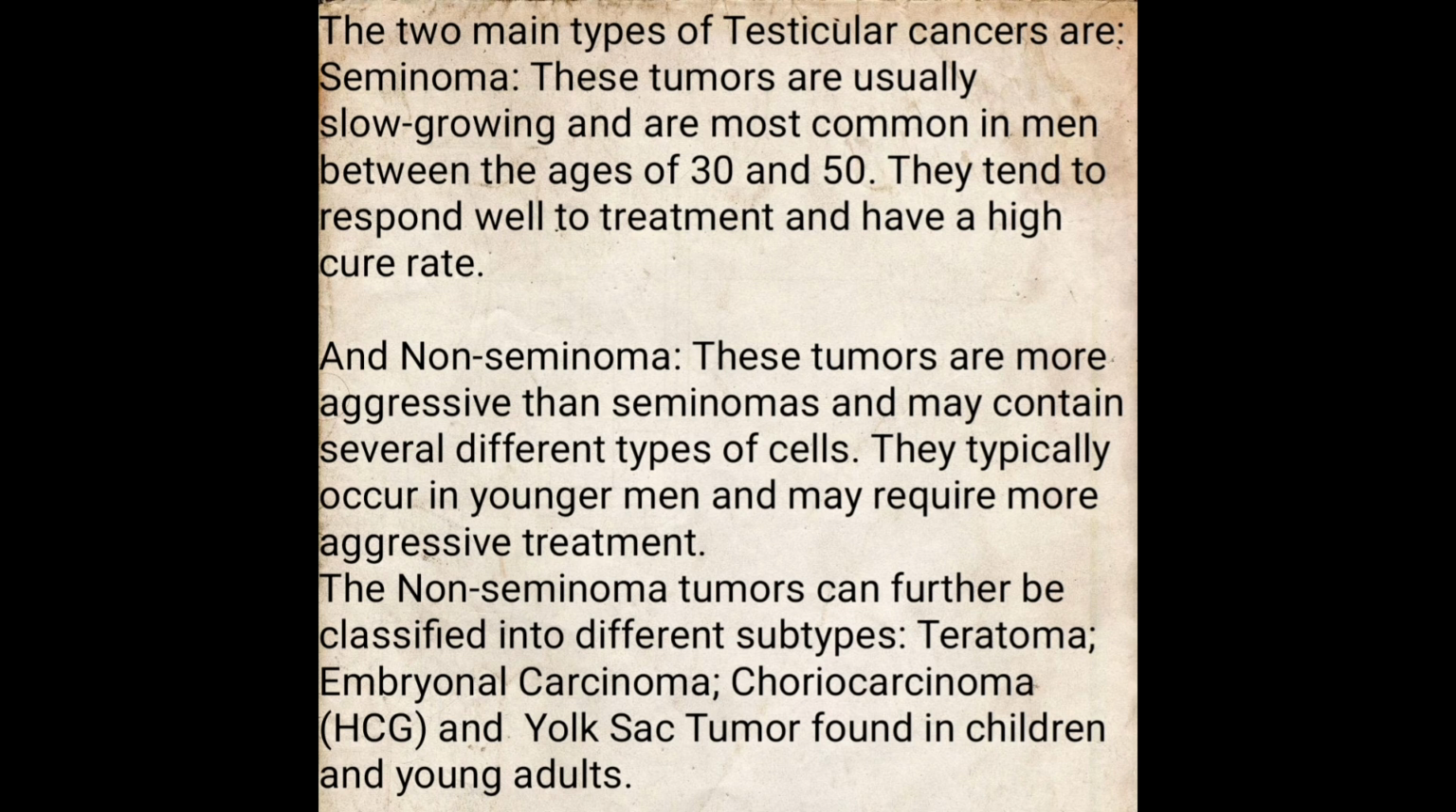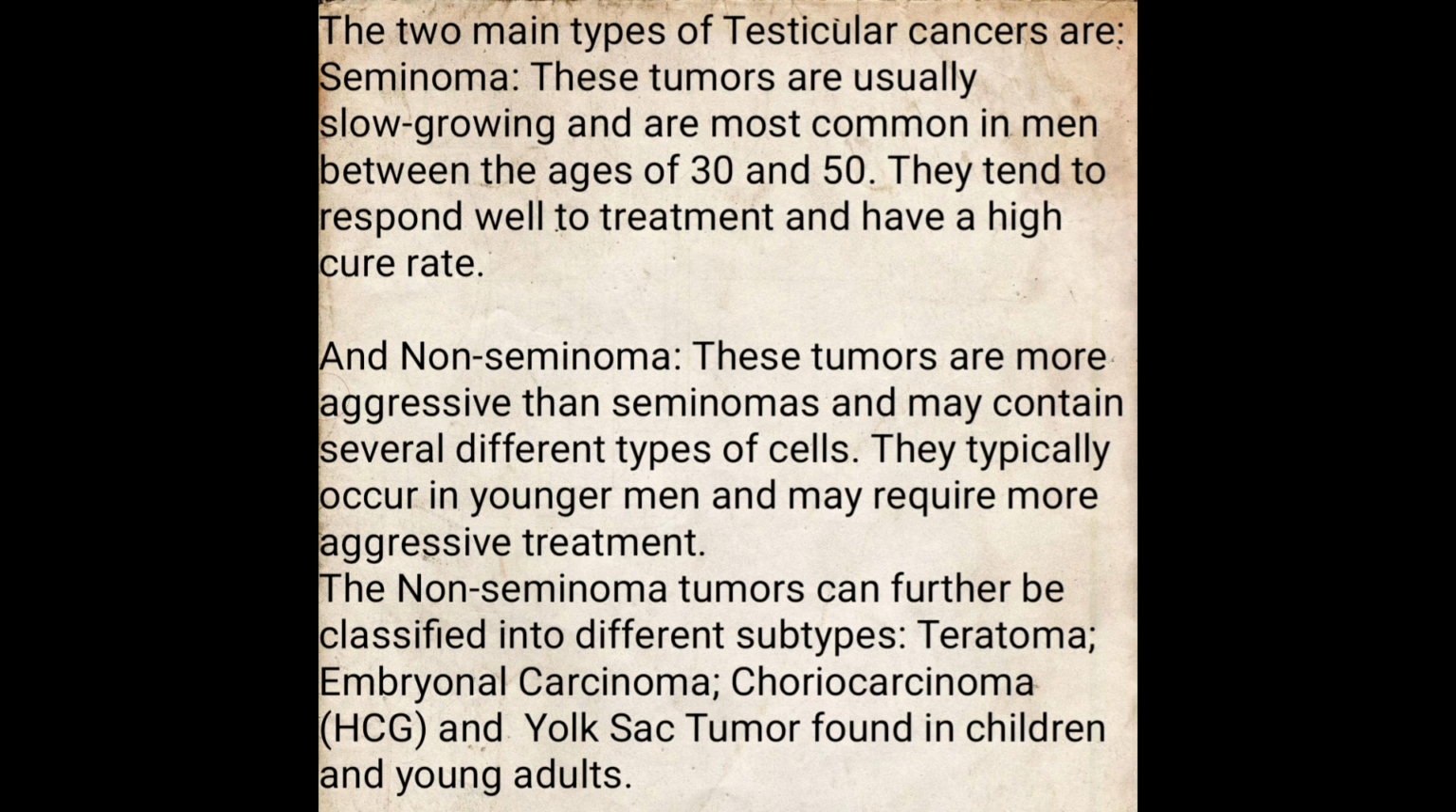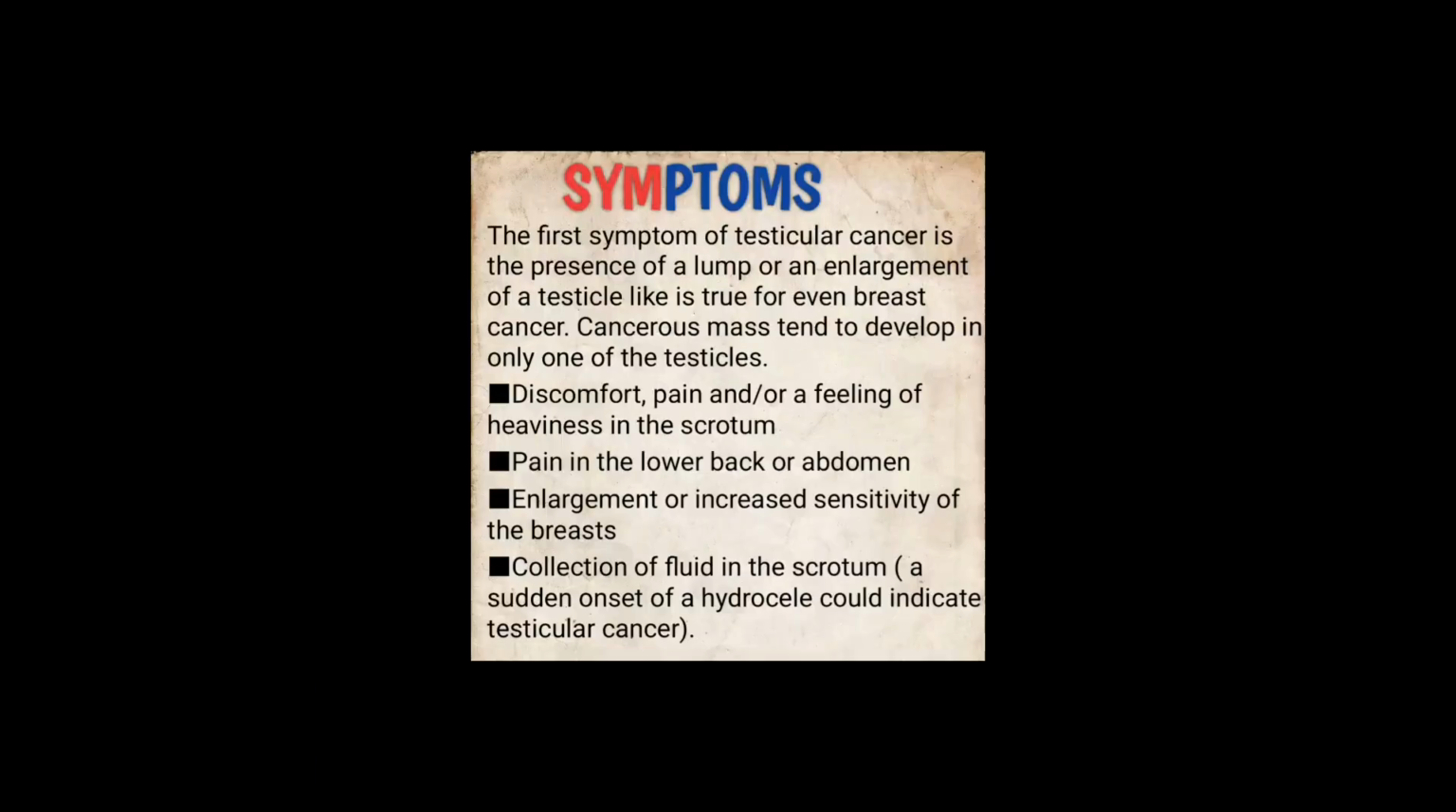But the other one, non-seminoma, is in younger people, children. These tumors are more aggressive than seminomas and may contain several different types of cells. They typically occur in younger men and may require more aggressive treatment. The non-seminoma tumors can further be classified into different subtypes: teratoma, embryonal carcinoma, choriocarcinoma, which involves HCG, as with the breast, and the yolk sac tumor found in children and young adults.